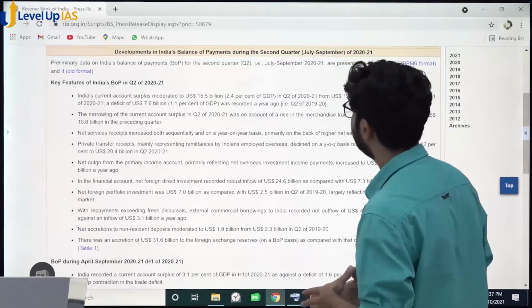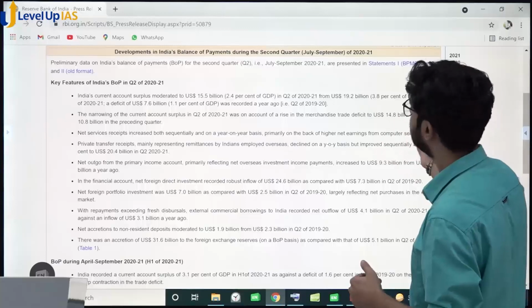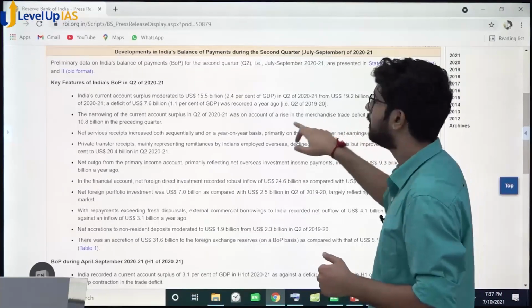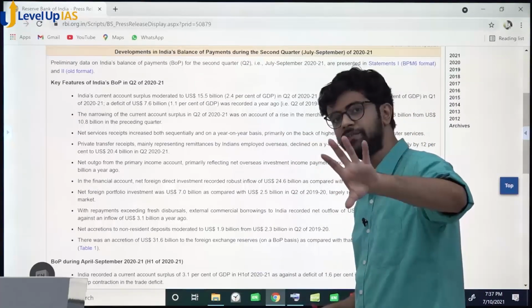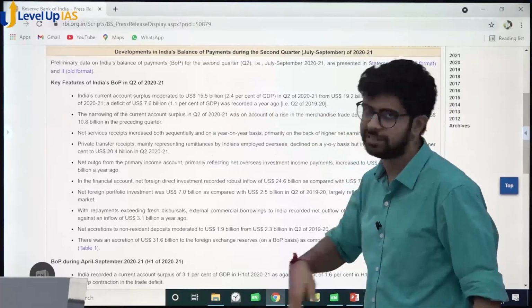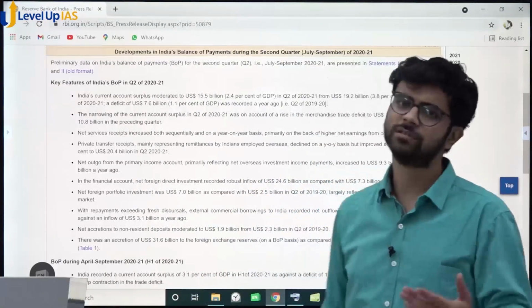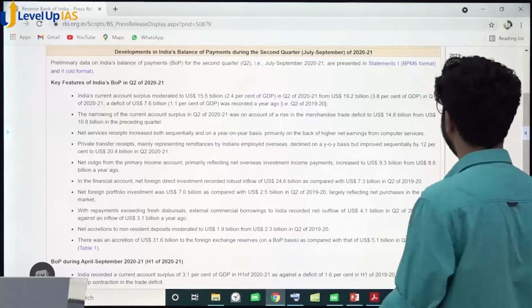Don't worry. Okay? The narrowing of current account surplus was on account of rise in trade deficit, merchandise trade deficit. Remember, current account has two parts, trade account and then invisibles account. It is because of the trade account. So as and when lockdown gets eased, our trade account surplus would reduce and deficit will keep on piling.